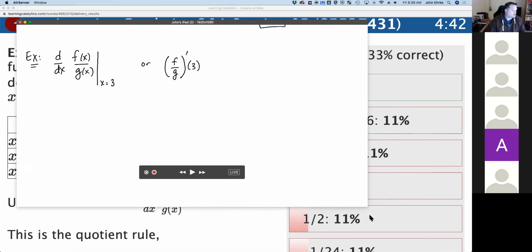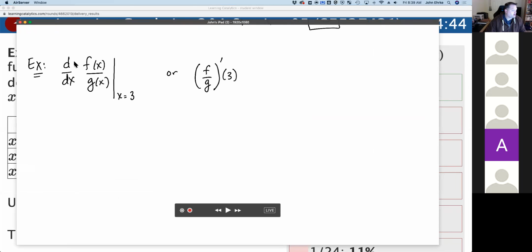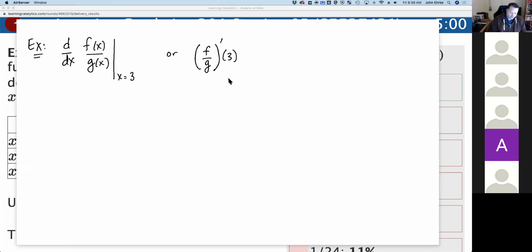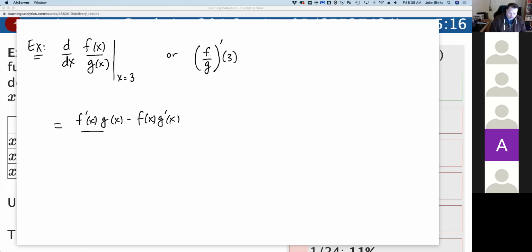So once again, here are the notations for what we're doing. We're taking the derivative of f divided by g and evaluating it at 3. That's the Leibniz notation. The Newton notation is taking the function f divided by g, taking its derivative and evaluating that derivative function at 3. So our notation for this is, it's just going to be quotient rule. So if I apply quotient rule here, this is f prime g minus f g prime all over g squared.